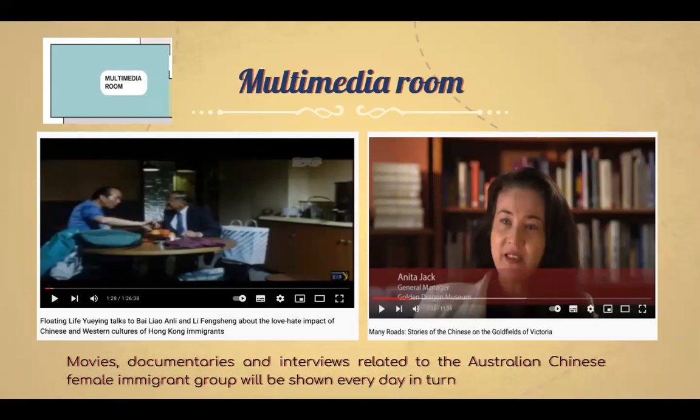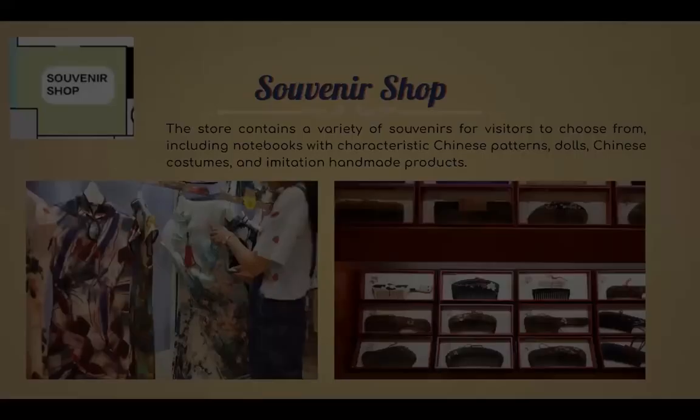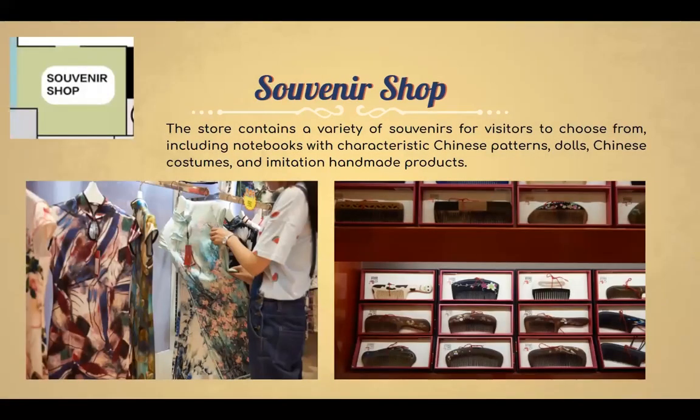After visiting the photo gallery experience area, we will come to Room 6, the multimedia room. Movies, documentaries, and interviews related to the Australian Chinese female immigrant group will be shown every day in turn, such as Floating Life, Manning Road's story of the Chinese on the goldfields of Victoria. Finally, coming out of the multimedia room is Room 7, a souvenir shop. The store contains a variety of souvenirs for visitors to choose from, including notebooks with characteristic Chinese patterns, dolls, Chinese costumes, and imitation handmade products.